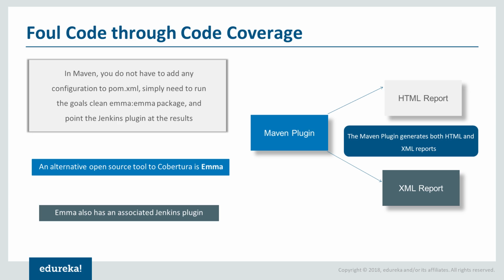Emma is also very well supported by Jenkins as well as Maven, and the process remains very similar to Cobertura. The Maven plugin calls for the Java bytecode, and then you can publish the reports in HTML or XML, depending on what exactly you want to do with the report.